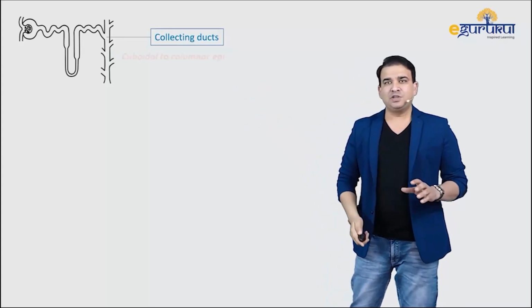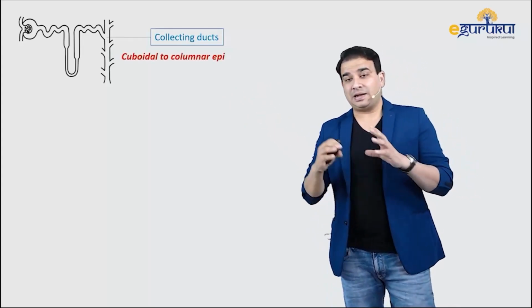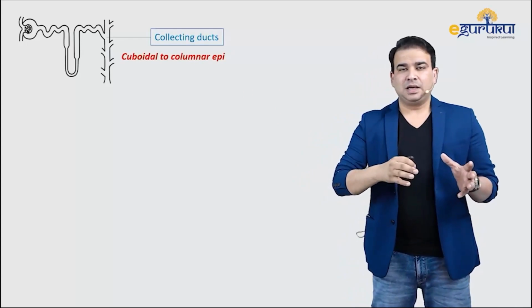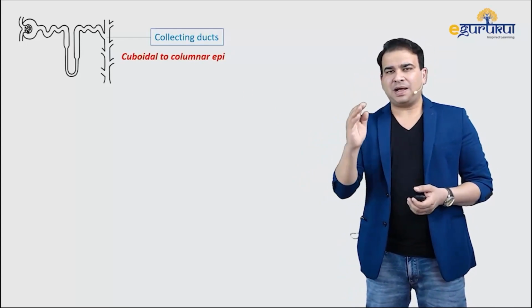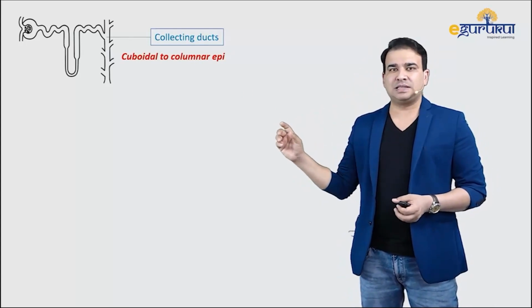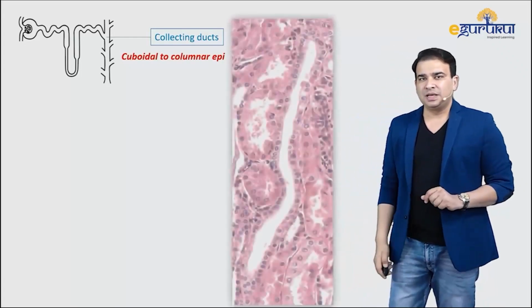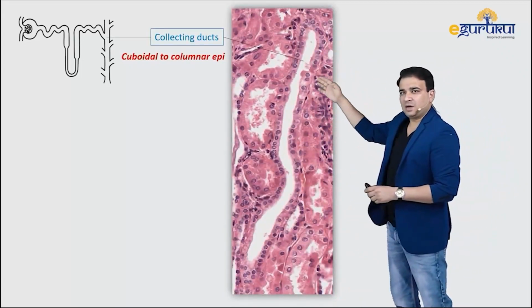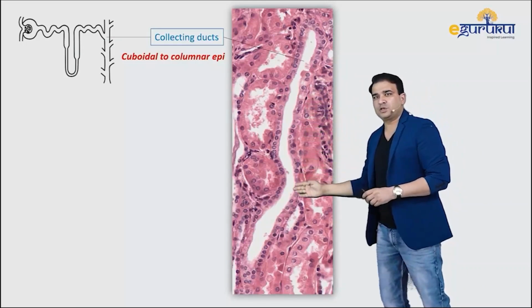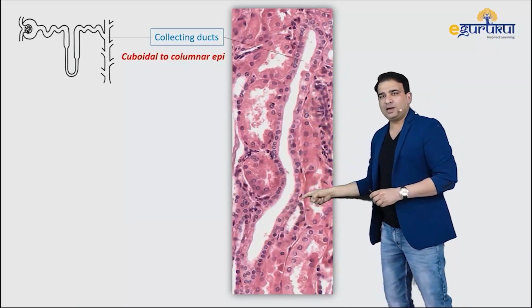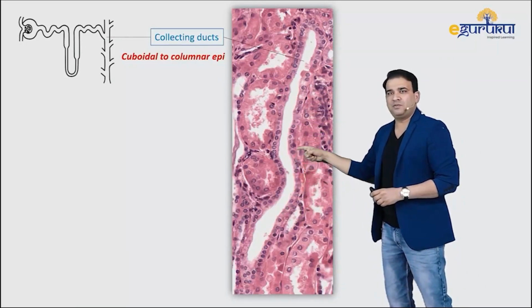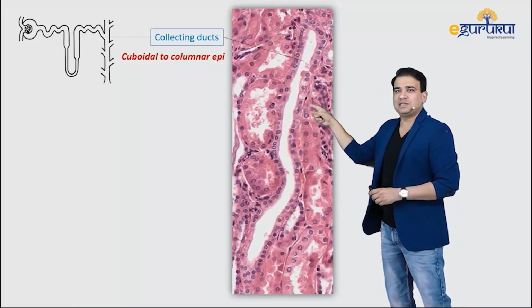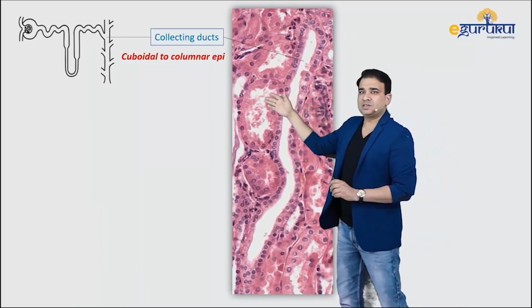But the way we differentiate the lining epithelium of the collecting duct from the DCT is by looking at the sharp and defined margins of those cuboidal cells, which are not seen in the distal or the proximal convoluted tubule. Now you can see this is a wonderful section from the collecting duct. If you look at these cuboidal cells, you can see a very clear margin of these cells, which is certainly not seen in this section.